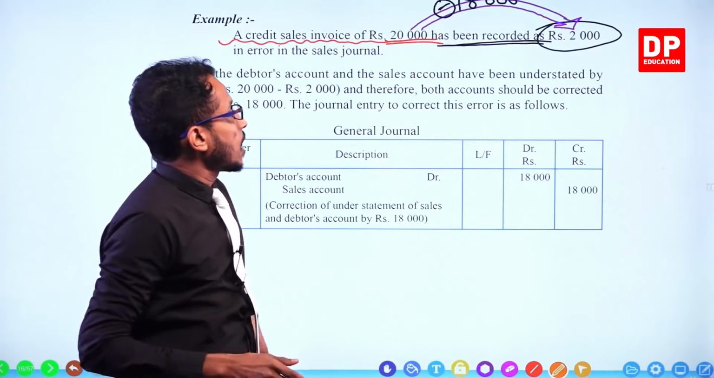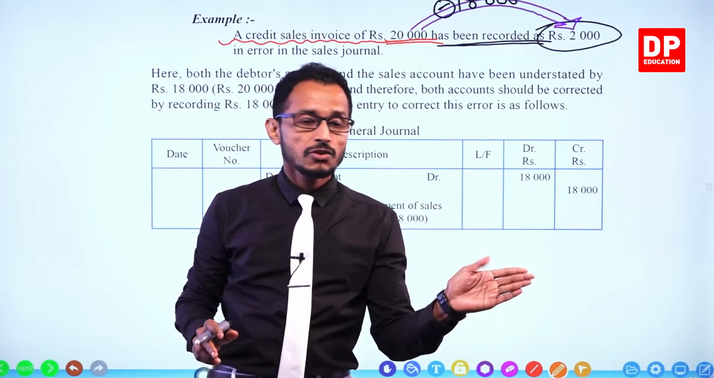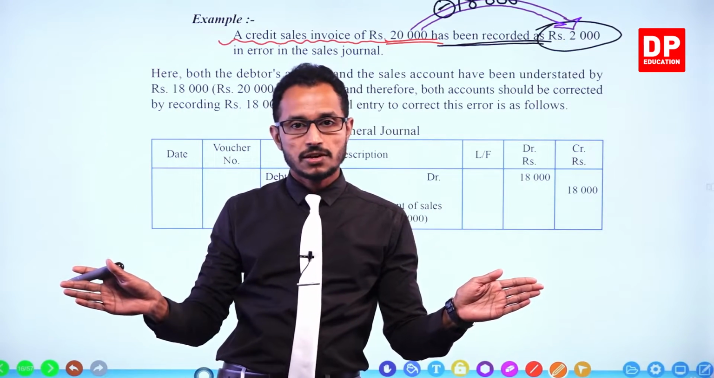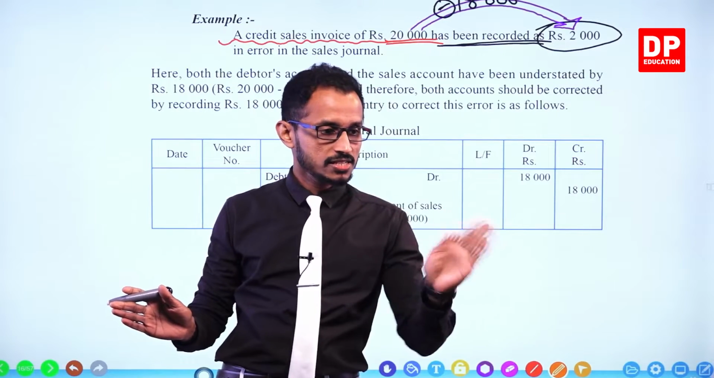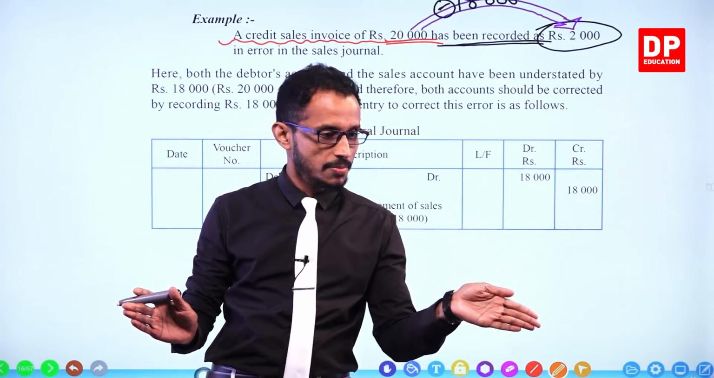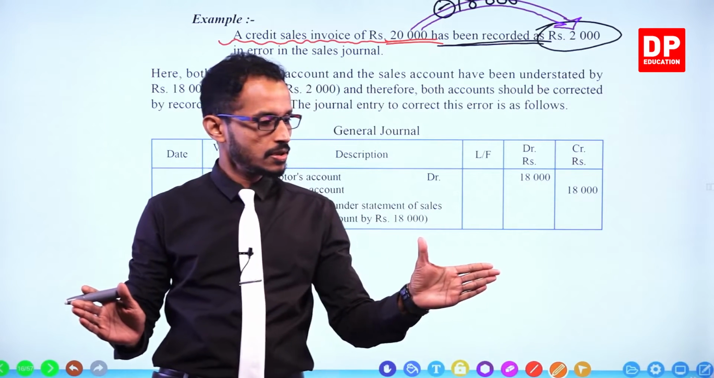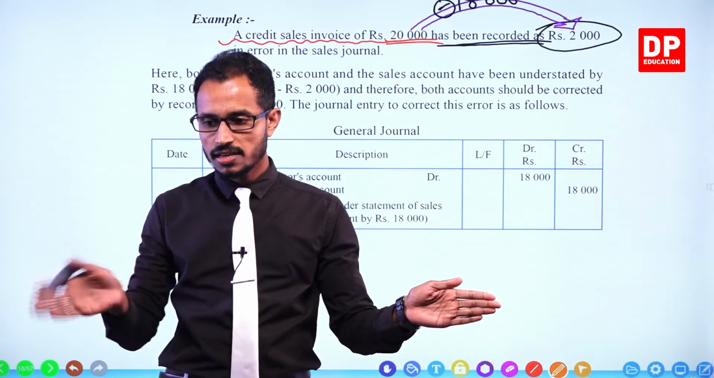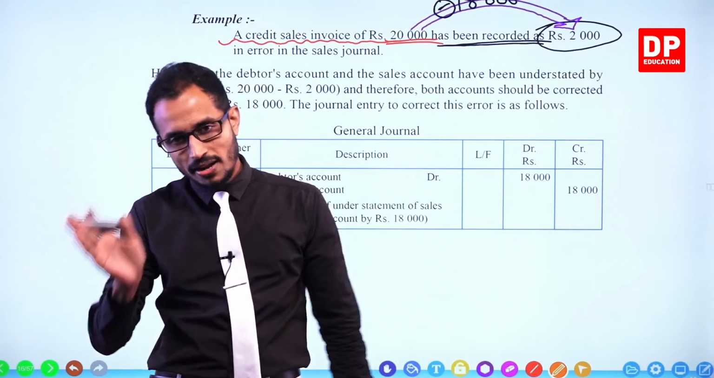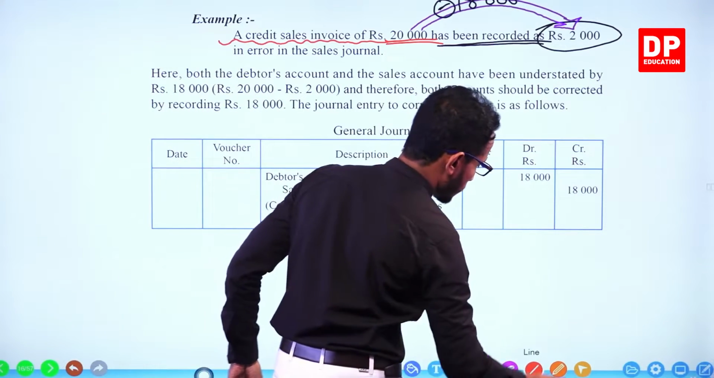This transaction went to the debit side of debtors account, credit side of sales account. That is the double entry. Debtors account debit, sales account credit, but both accounts are 18,000 less. It's like this.